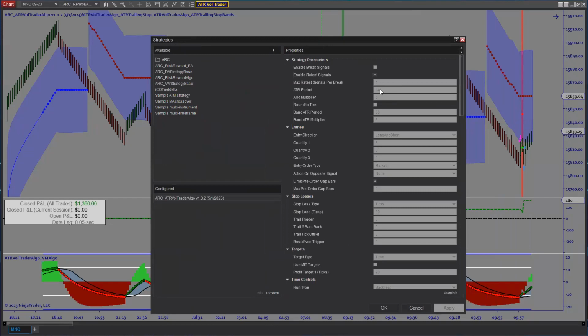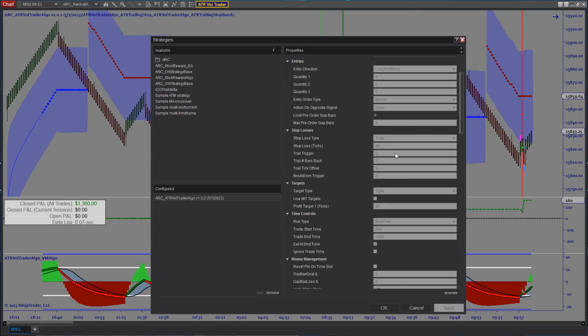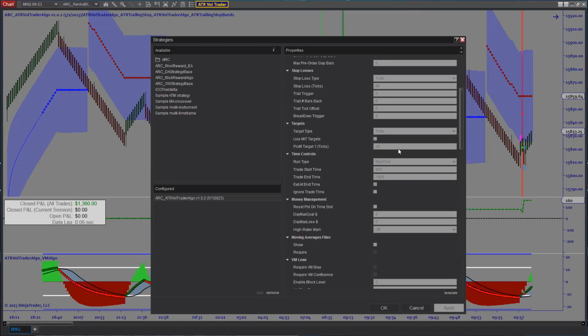ATR period 14, sorry. Same as usual. ATR multiplier 5. It's the same. ATR band period 50. Why is it 50? I don't know. Just works better. Multiplier 3. This is based on what the settings were. 8 contracts on MNQ. We've got an 80 tick stop loss. Puts you around $300 in risk. And 20 tick target. Quick target.